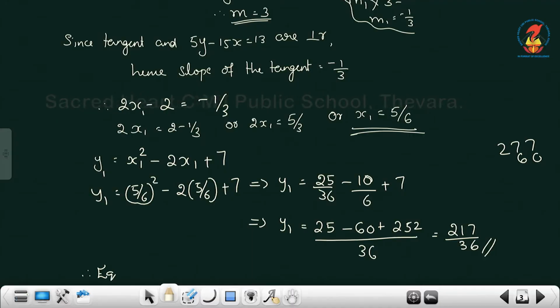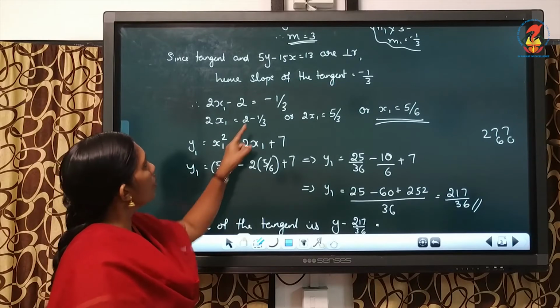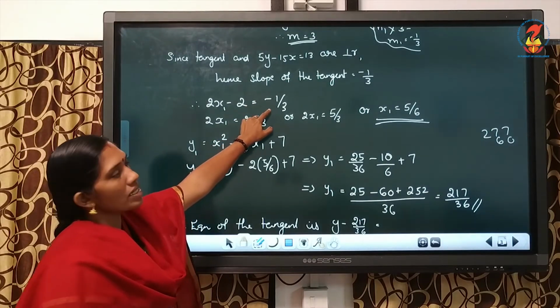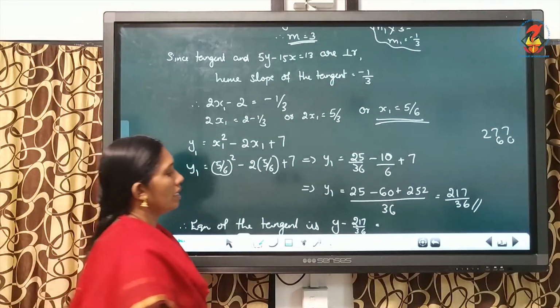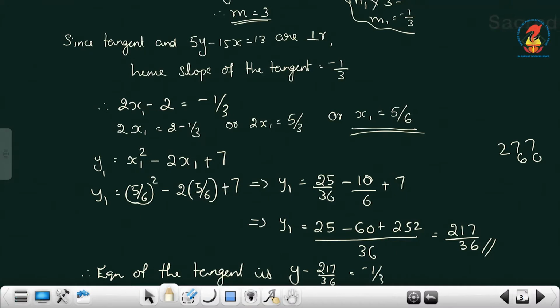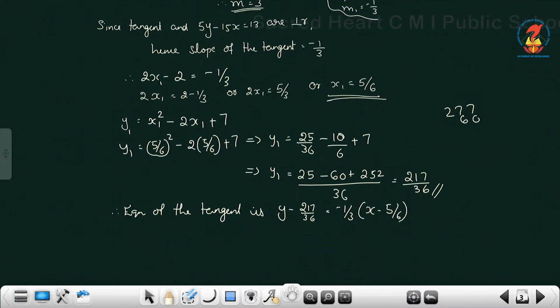Therefore, equation of the tangent. Equation of the tangent is y minus y1, that is 217 by 36, is equal to slope. Here slope is equal to minus 1 by 3. This is slope of the tangent. So, minus 1 by 3 into x minus x1. What is x1? 5 by 6. Now, simplify that.